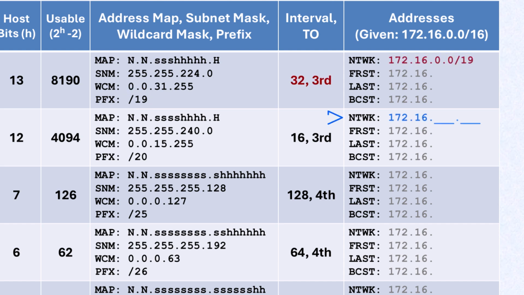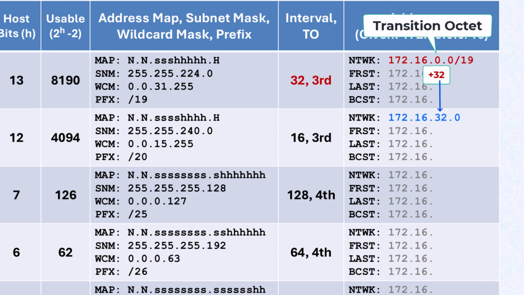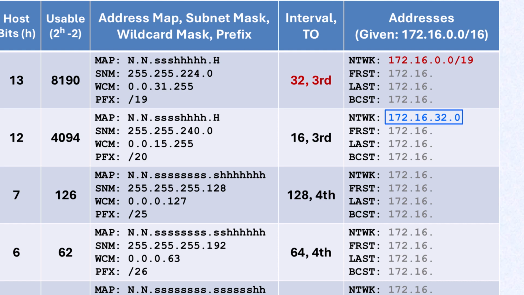To determine the next subnet, the engineering subnet, we will use the interval, transition octet, and network address of the previous subnet. Add the interval of 32 to the transition octet, octet 3. Then set all host bits to 0. This gives 172.16.32.0. Then apply the prefix of /20.